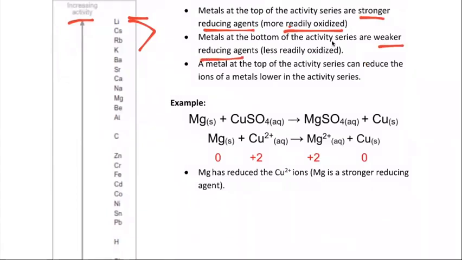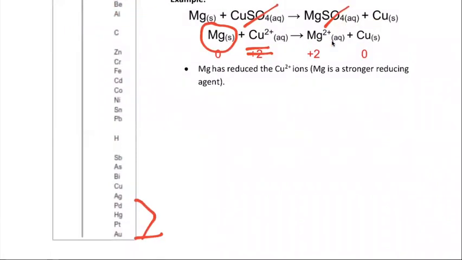Okay. A metal at the top can reduce the ions of a metal lower. So again, going back to our example, we always get rid of the negative ion here. Magnesium is way up here. Copper is, where is it at? It's down here somewhere, down towards the bottom. Here's copper. So the metal magnesium is able to reduce those copper ions because it's higher up on that activity series. And so that's why that redox reaction takes place, because magnesium is a stronger reducing agent. So it will reduce those copper ions because it's higher on that activity series.